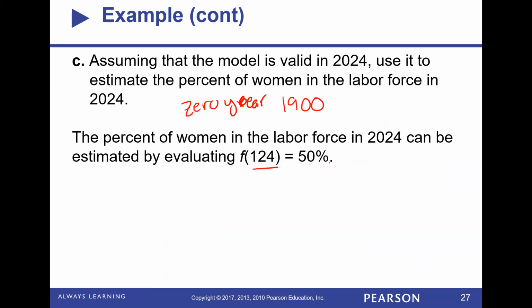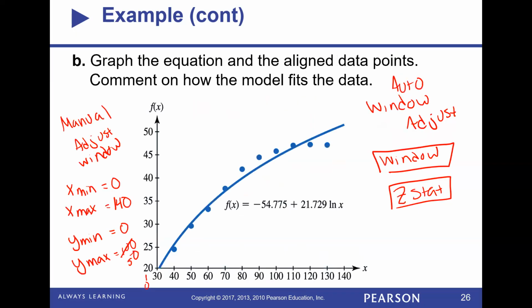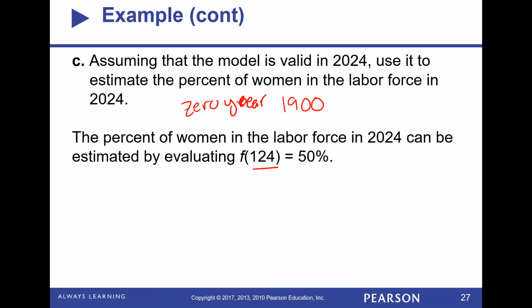Okay. And then all you're doing is plugging it in. That's all you do. Plug it in the model. Sorry, I meant to go back a page. And again, this is that model. That's all you're plugging it into. So right here, I'm going to plug in 124. And this is what I ended up with, which was basically 50%. So based on this model, it'd be around 50% of women in the labor force.